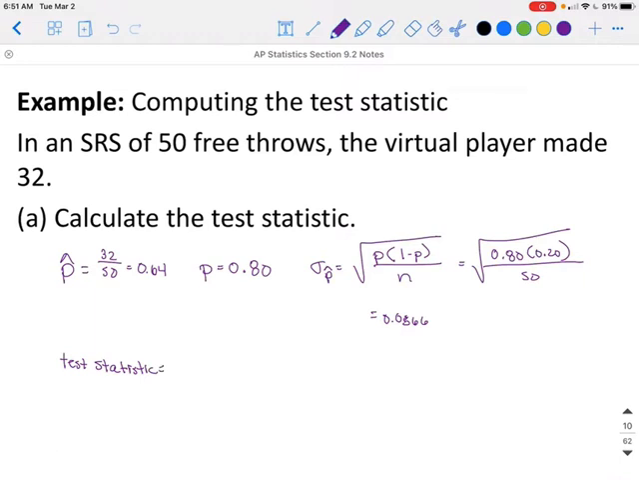So to find your test statistic, you are just going to do your statistic, which is your p-hat, minus the parameter, which in this case is your p, all over the standard deviation. And this is going to give you negative 2.83. This is the z-value for this one. We're doing a test statistic, this is basically just your z-value.